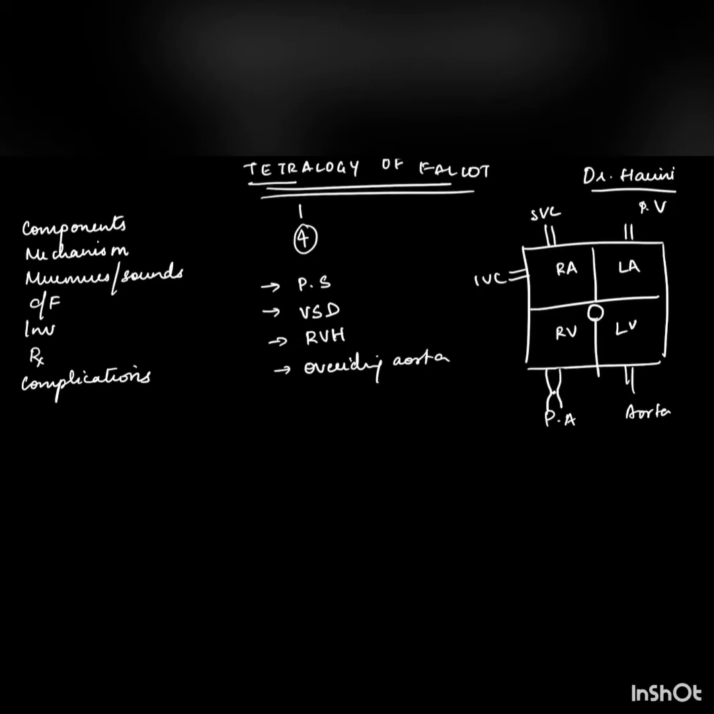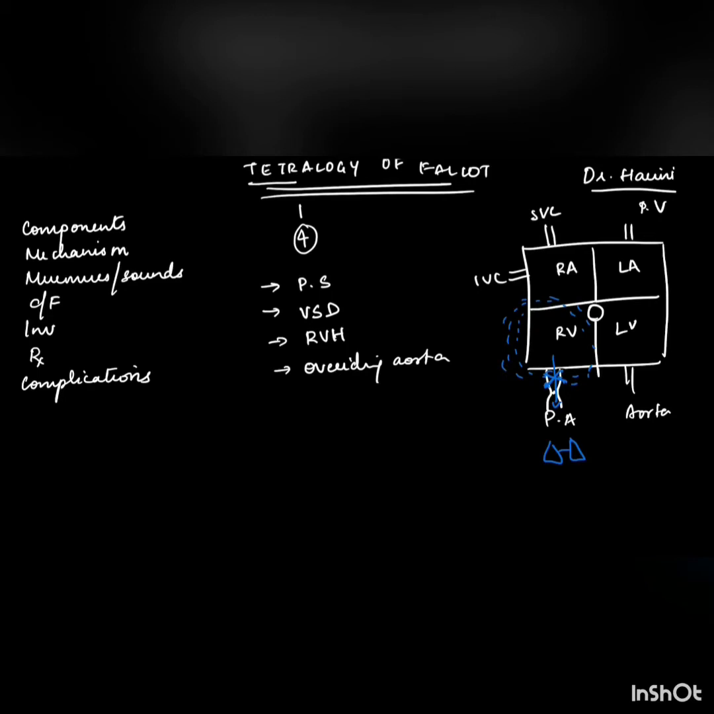And the third being a right ventricular hypertrophy. So here there's outflow obstruction to the right ventricle. The blood is unable to flow from the right ventricle through the pulmonary artery and to the lungs. There's obstruction to the outflow, due to which there's accumulation of blood in the right ventricle, and there is increased pressure in the right ventricle, leading to hypertrophy or increase in the right ventricular size.